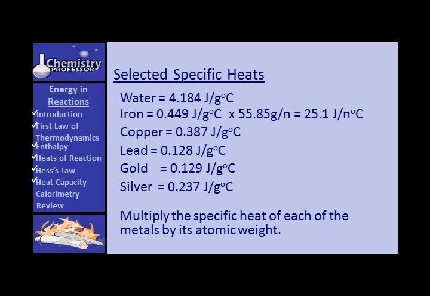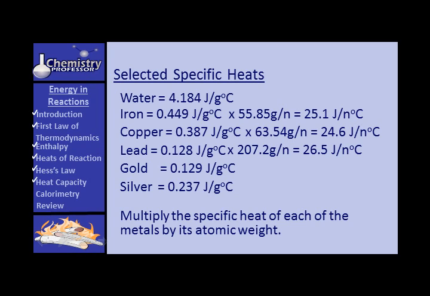Do the same thing with copper. So we take copper and multiply it by 63.54 grams per mole, and that gives us a molar heat capacity of 24.6 joules per mole degree Celsius. Look at lead. Multiply it by its atomic weight, 207.2 grams per mole. You get 26.5 joules per mole degree Celsius as its molar heat capacity. And gold, multiply it and you get 25.4 joules per mole degree Celsius. And silver, 25.6 joules per mole degree Celsius. What a surprise!